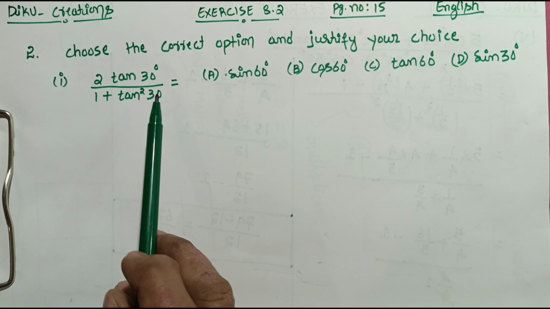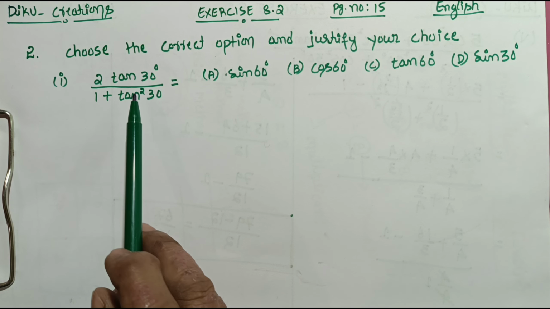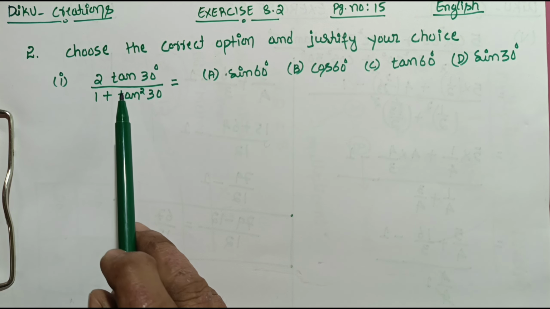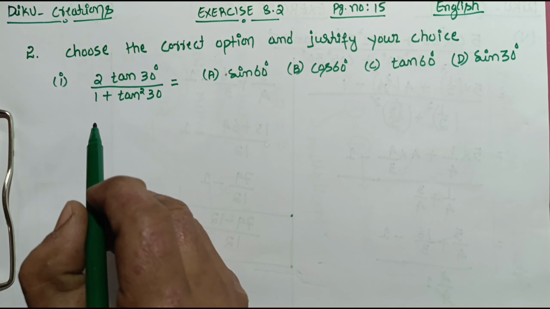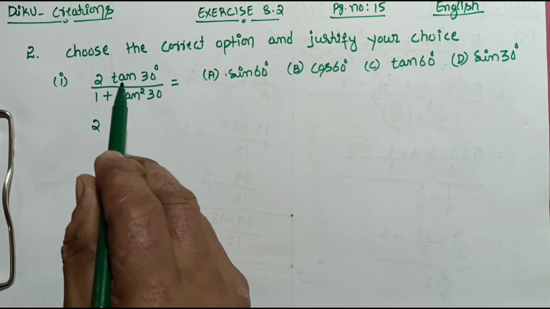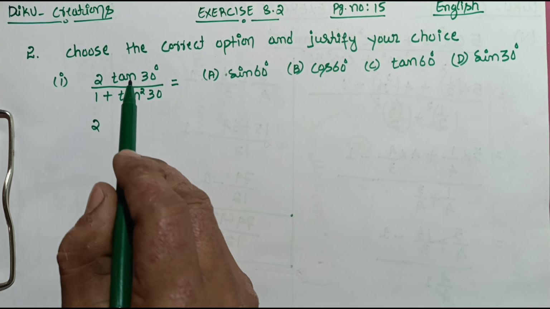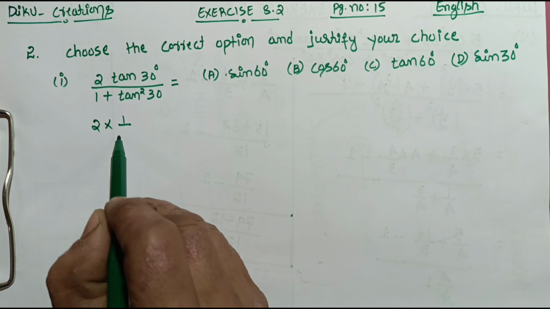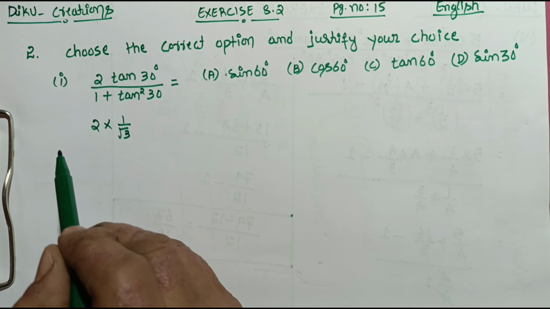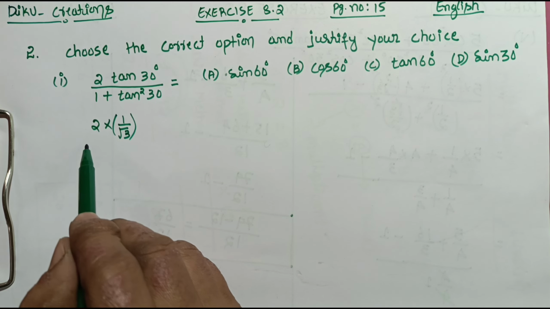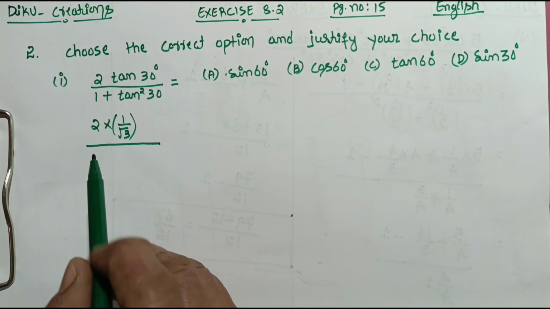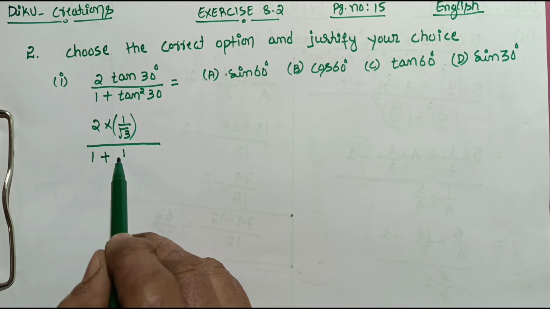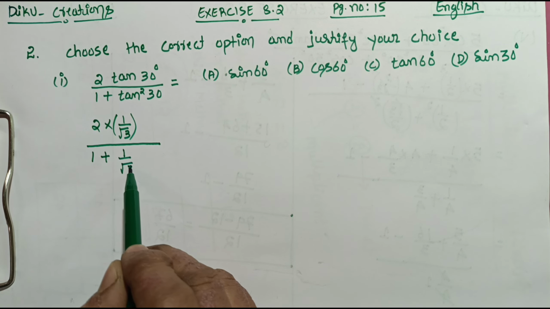Okay, so now I have already written the problem here. How to simplify this problem? It is very easy. I need to use the trigonometric ratio values from the trigonometric table. In the first step, I will write this 2 as it is. Tan 30 degree. What is tan 30 degree? The value of tan 30 degree is 1 divided by root 3. Whole divided by 1 plus tan square 30 degree. Tan 30 degree is 1 divided by root 3.